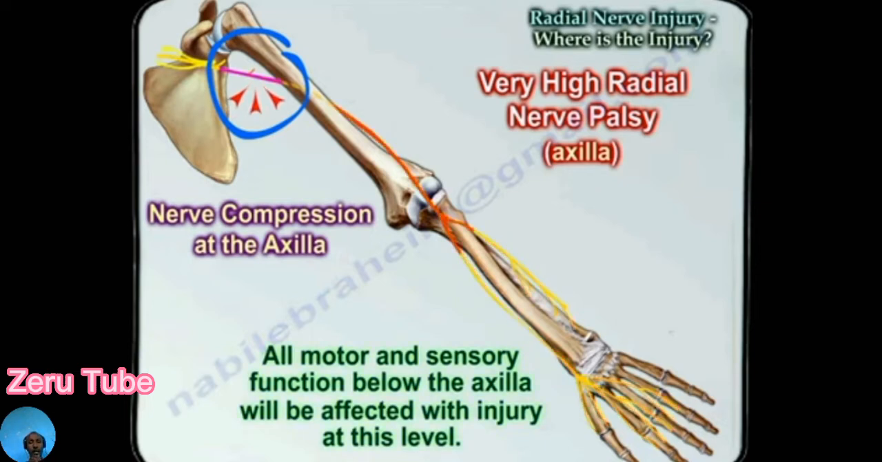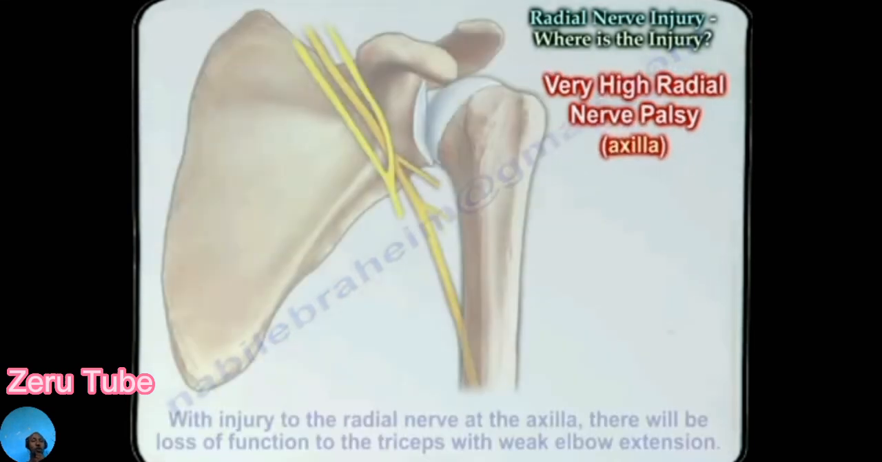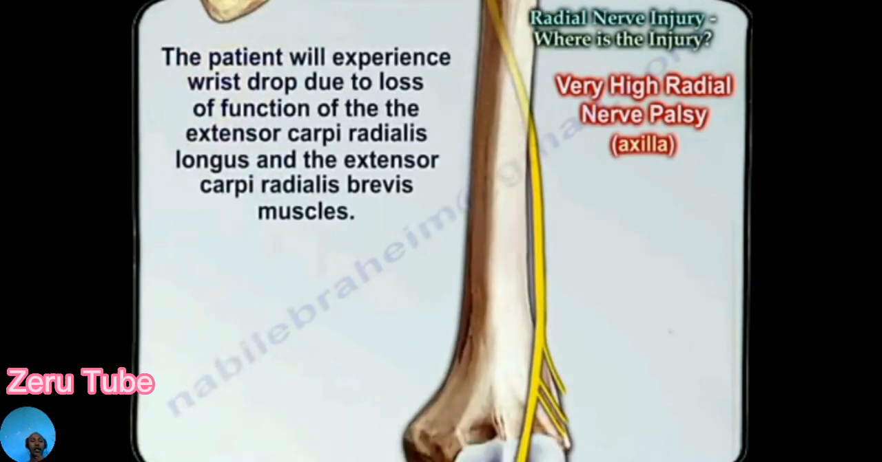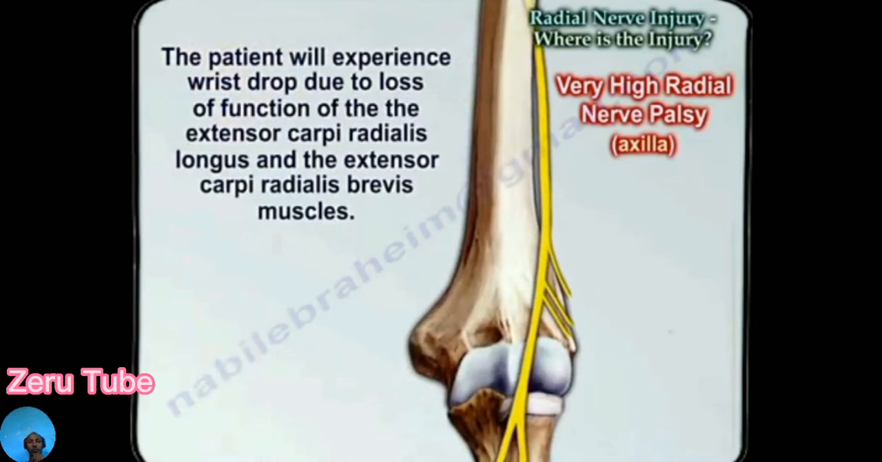At this level, sometimes this injury has a bad prognosis because it can affect all muscle parts. So the branches to the long and medial heads of the triceps are located at the axillary level, and with injury to this area they can lose this function. The patient will experience wrist drop due to loss of the function of the extensor carpi radialis longus and extensor carpi radialis brevis muscles.